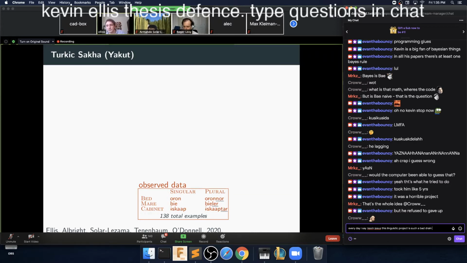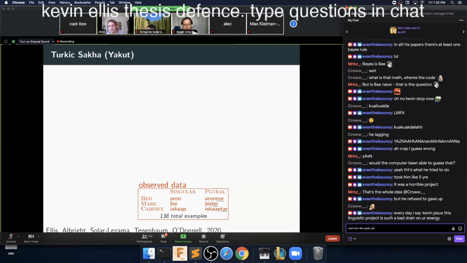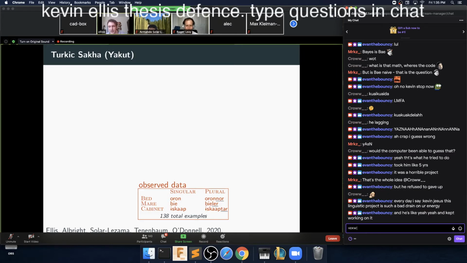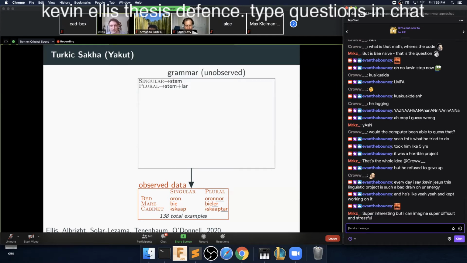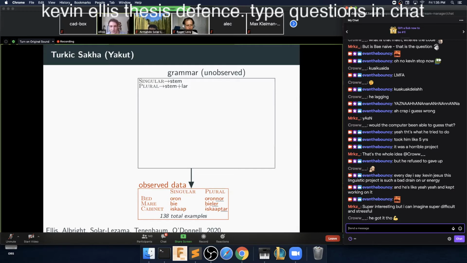So I've highlighted the suffix in each case, and I want you to look at this data, and you should find this data really weird. It should be really puzzling, because in every single case, the suffix is different. So what's going on here? If you give this to our algorithm, it says, well, the singular form is just the stem, and the plural form is just the stem plus lar. And this should also seem really weird because lar is not any of these suffixes.